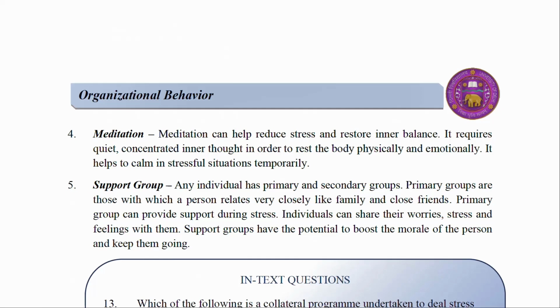Fifth, support group. Any individual has primary and secondary groups. Primary groups are those with which a person relates very closely, like family and close friends. Primary group can provide support during stress. Individuals can share their worries, stress, and feelings with them. Support groups have the potential to boost the morale of the person and keep them going.